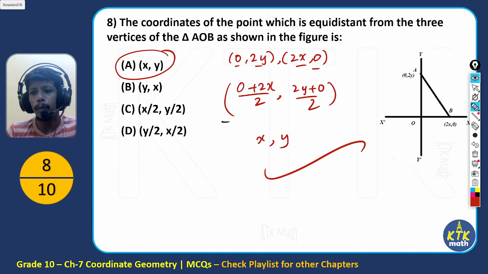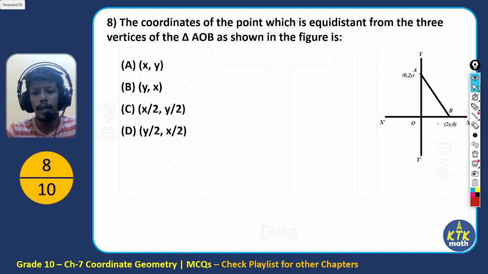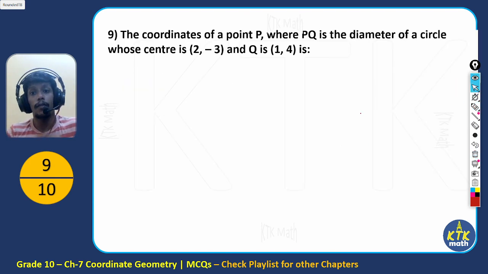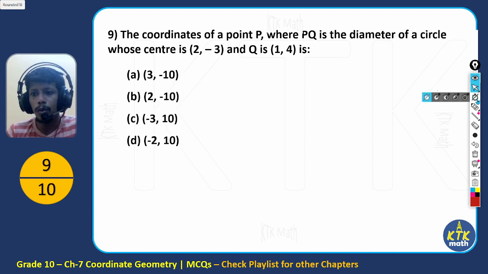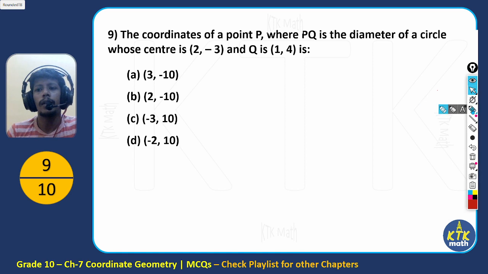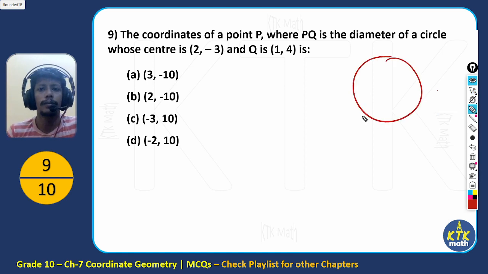Okay. So only 2 more questions. Next, question number 9. The coordinates of a point where PQ is the diameter of a circle is centered. So this question also belongs to your circle concept, like a distance concept only. Imagine a circle.